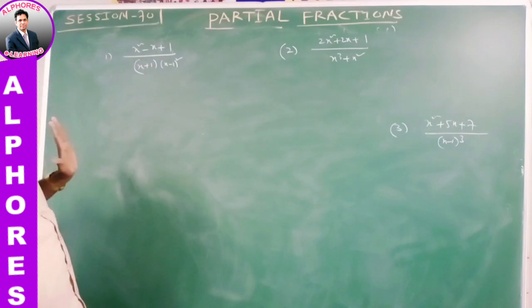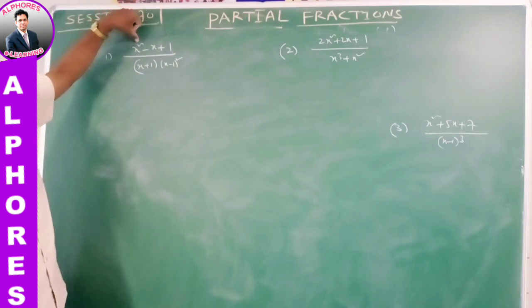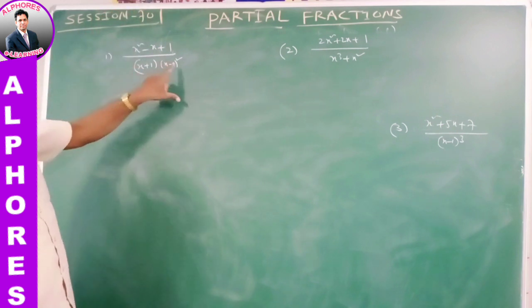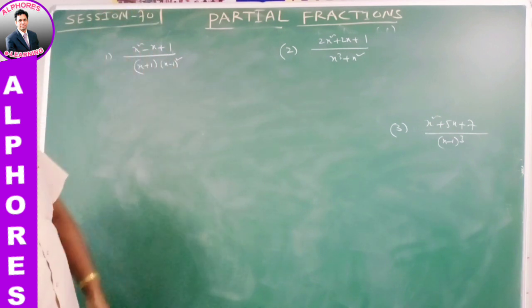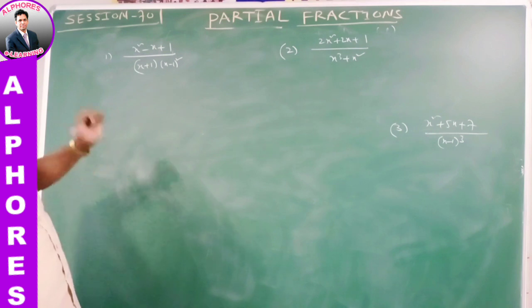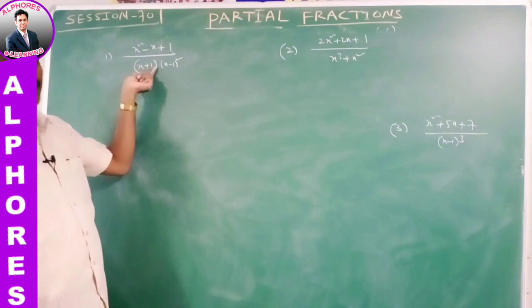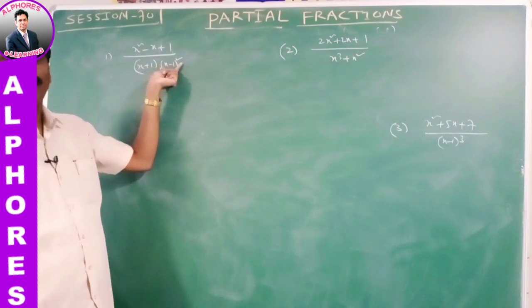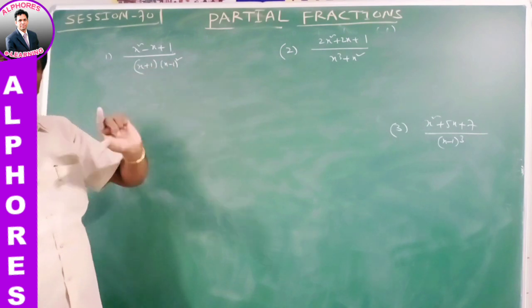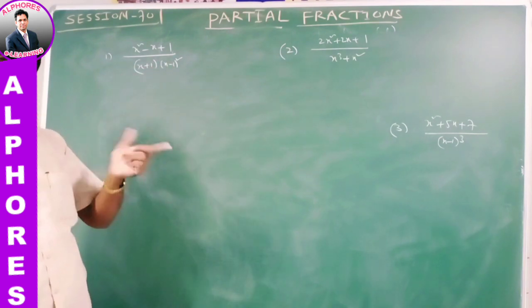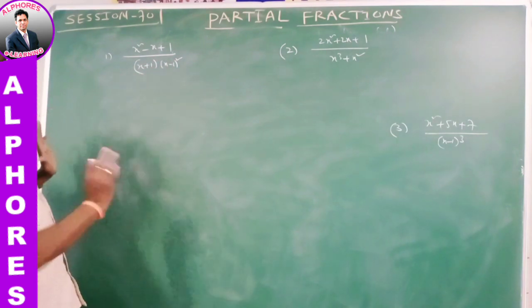First, please observe the degree of the numerator. Its degree is 2. Denominator degree is 1 into 1 plus 2, that means 3. It is proper. Please observe the terms in the denominator. X plus 1 is non-repeated. X minus 1 whole square is repeated. So it is both type 1 and type 2, a combination of type 1 and type 2.